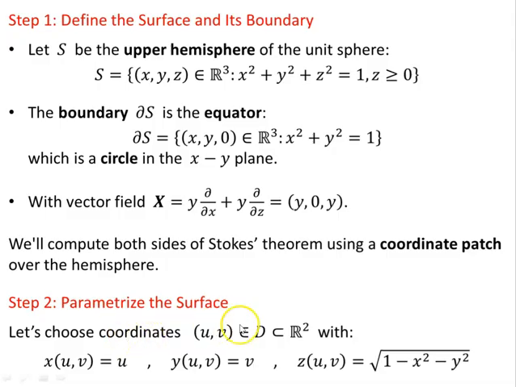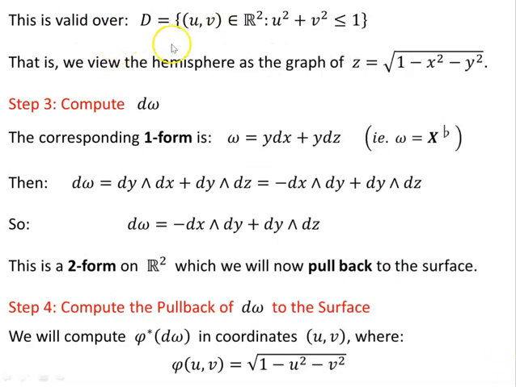Let's choose coordinates (u, v) belonging to the disk contained in R2. So pulling it back to R2, with x of (u, v) is u, y of (u, v) is v, and z of (u, v) is the square root of 1 minus x squared minus y squared. All right, so we're taking x, y, z and pulling it back to the disk, parameterizing in terms of coordinates (u, v). So this is valid over the unit disk as a set of ordered pairs (u, v) belonging to R2 such that u squared plus v squared is less than or equal to 1. That is, we view the hemisphere as a graph of this object here.